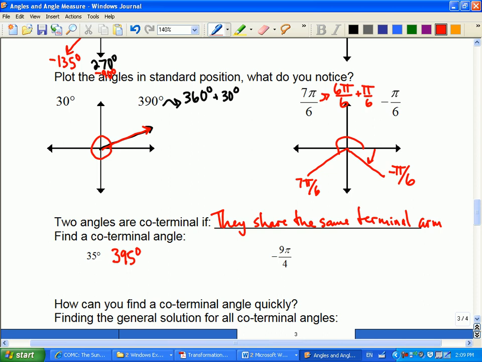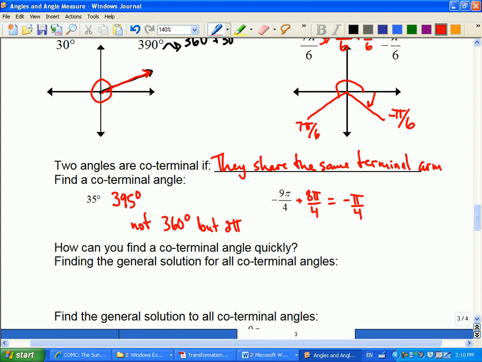Yeah, that's right. So this time, what you're doing is you're not working with 360, but you're working with 2 pi. So here, if you just add, say for example, 8 pi over 4, you end up at negative pi over 4. So if you draw it, they would end up on the same standard position, even though those numbers are different. So how do you find one quickly? Plus or minus 360 degrees. We could subtract it, that'd be fine too. Or plus or minus 2 pi when we're dealing with radians.